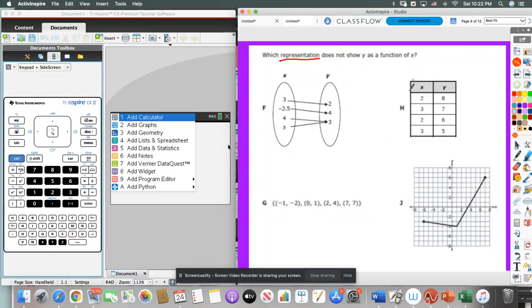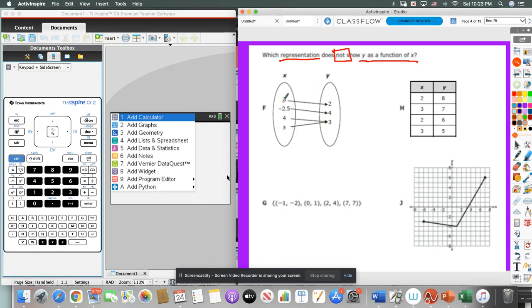Okay, the first one is a mapping, a table, a set of ordered pairs, and a graph. And it says which one does not, keyword not again, show y as a function of x. Again, when you're taking the test, at the end of the test, if you want to look back through the questions and double check, just skim through every question, look for not or true or false, and make sure that you answered it properly.